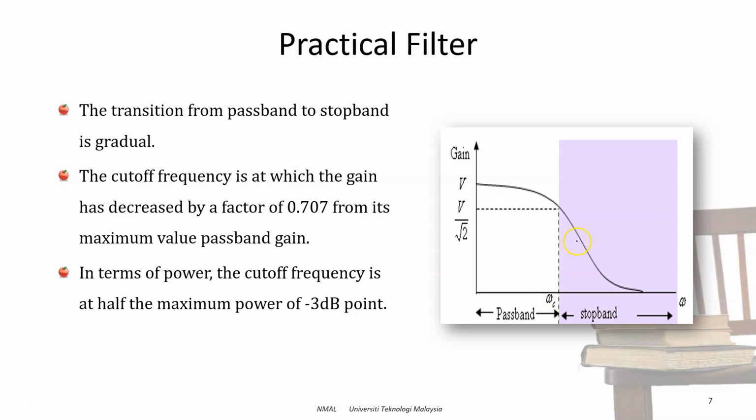Okay, so as we can see here, even though this is the stop band, some of the frequencies that go through this part can still go through because it is not sharp. But we define this as omega c.